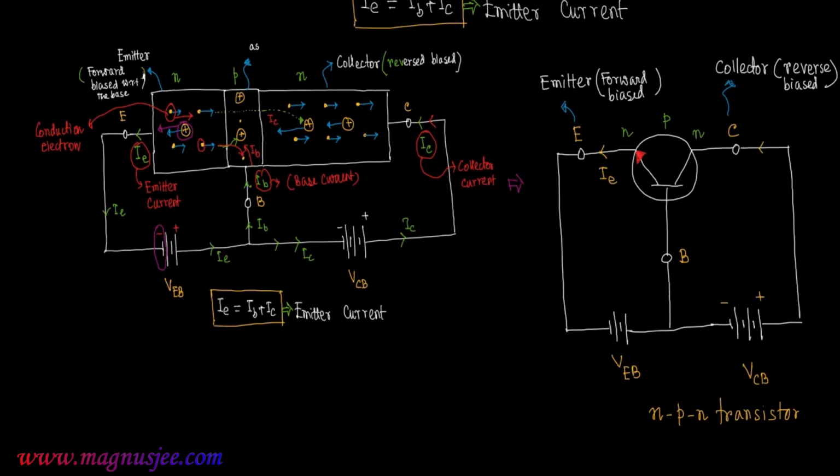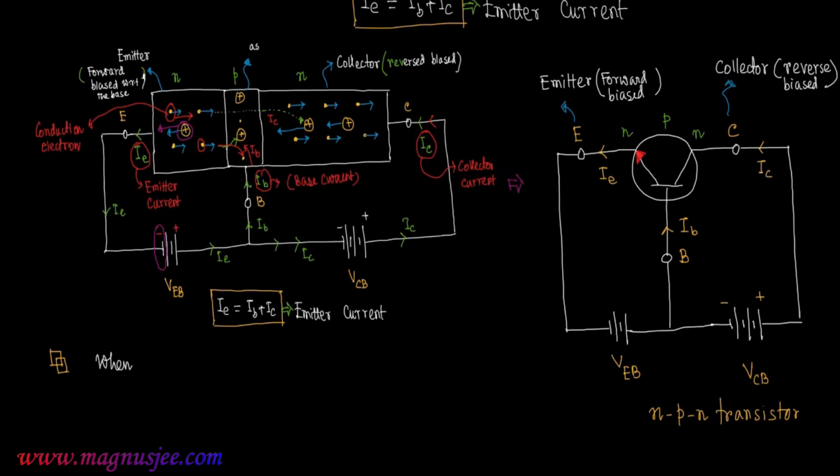So always denote this arrow. And now we have to denote the direction of current, collector current. Collector current is IC, which will flow into the collector, and base current IB, which will flow into the base. So the circuit is completed.